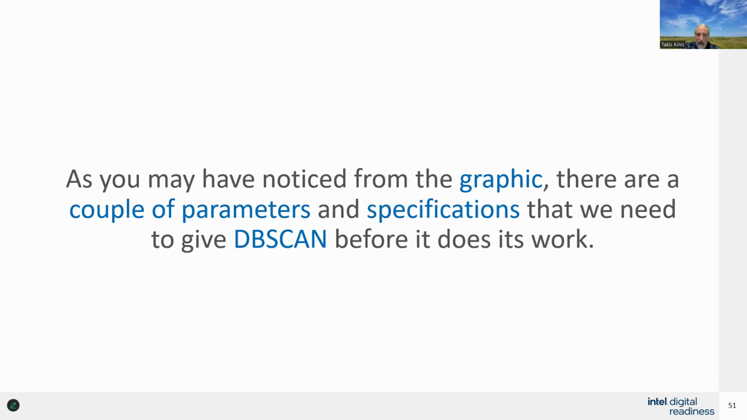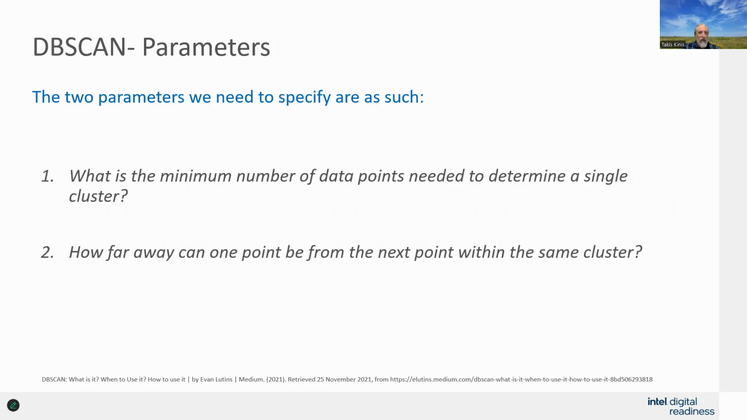And they say they have a little visual example here. So let's take a look, right? It says that as you notice from the graphic, there are a couple of parameters and specifications that we need before we let it do its work. So there's a couple of things that we have to figure out. What's the minimum number of data points needed to determine a single cluster? Like how many put together makes it significant? 2? 1,000? How close together, right? And how far away can they be from each other is a big part of it to still be considered part of the same cluster.